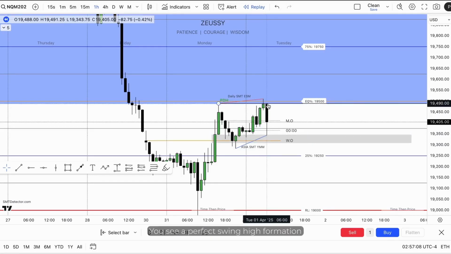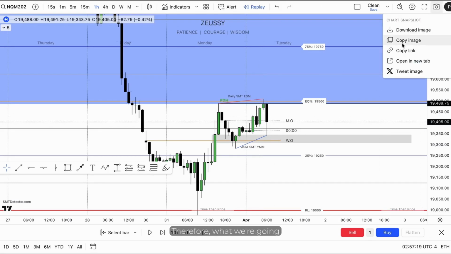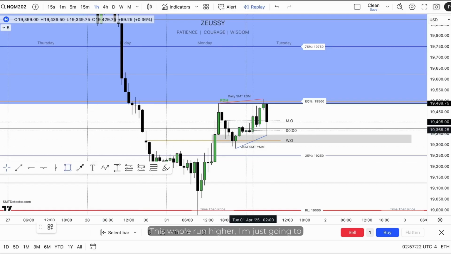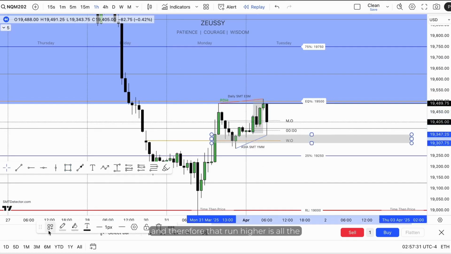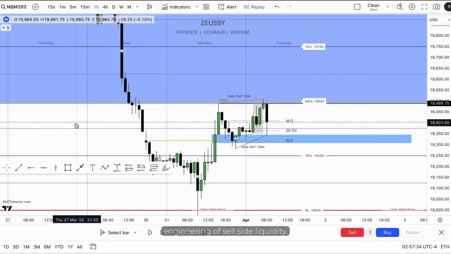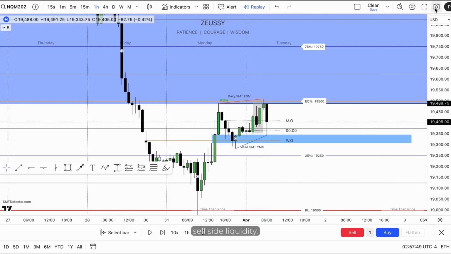What do you see? You see a perfect swing high formation, and therefore on the lower time frames a market maker sell model is present, specifically within these three candles, but maybe I'll discuss that later. Therefore, what we're going to focus on is the following. I'm just going to make that annotation. The whole run higher right here is all manipulation. That run higher is all the engineering of sell-side liquidity. They're trapping people into believing higher prices are next, making them believe that they should go long on the market now, engineering sell-side liquidity so that when enough buy-side liquidity has been taken out, we will revert towards sell-side liquidity.